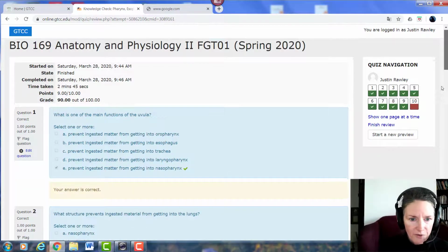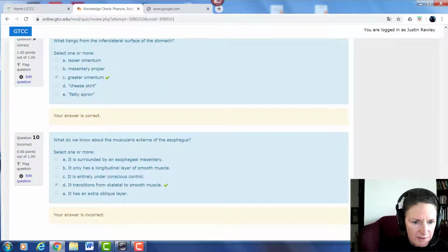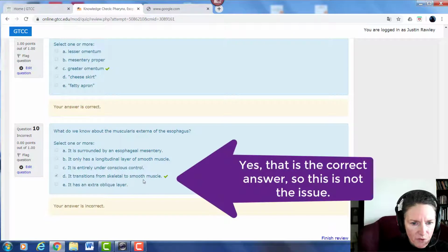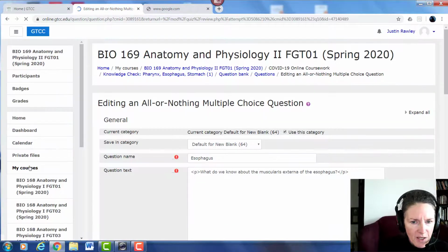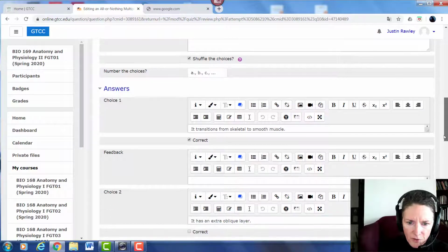Let's see, number 10. What does it tell me I did wrong with number 10? Oh, once again, it did it again. Look at this. It's telling me my answer is incorrect, giving me a check. Where's the rest of it? Surrounded by an esophageal mesentery? No, it's adventitia. It has only a longitudinal layer of smooth muscle? No, it has both. It is entirely under conscious control? No. It transitions from skeletal to smooth muscle? No. It has an extra oblique layer? No. Let's see if somehow we have an answer checked in here. So, transitions from skeletal to smooth muscle.